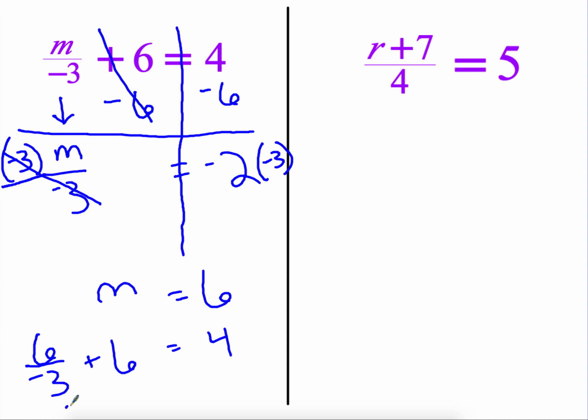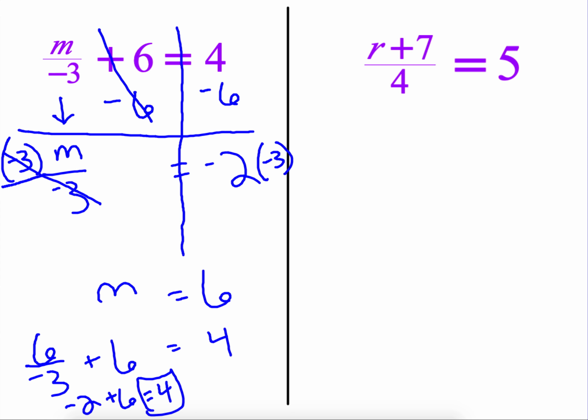6 divided by negative 3, that's negative 2. So I have negative 2 plus 6. Negative 2 plus 6, I have different signs, so I subtract, and that is equal to 4. So I'm good. I solved my equation correctly. M does equal 6. Okay, if I plug in 6 for m in my equation, it works.